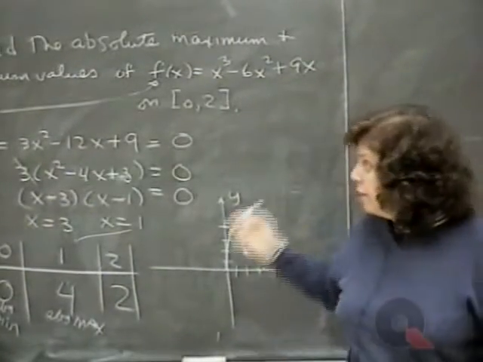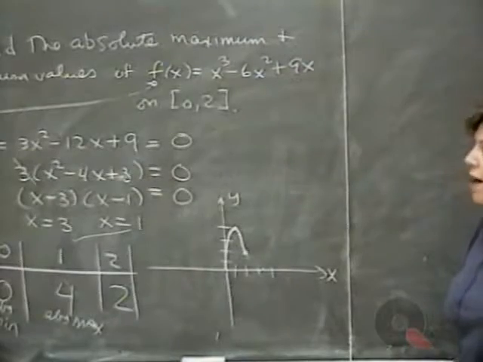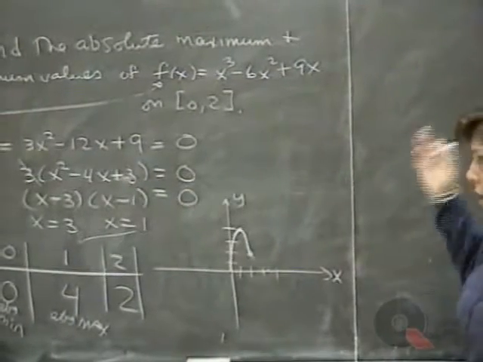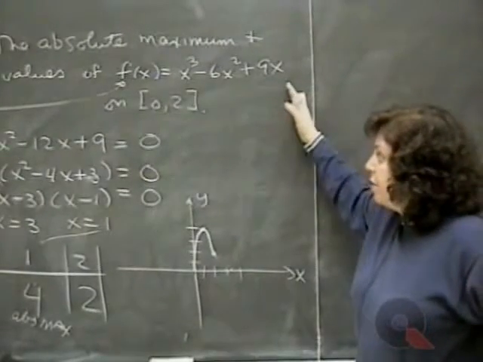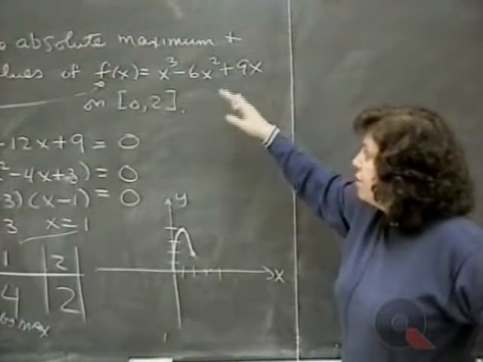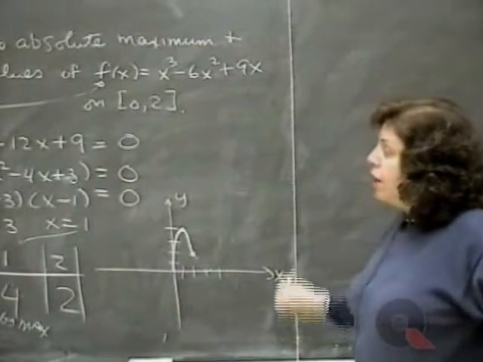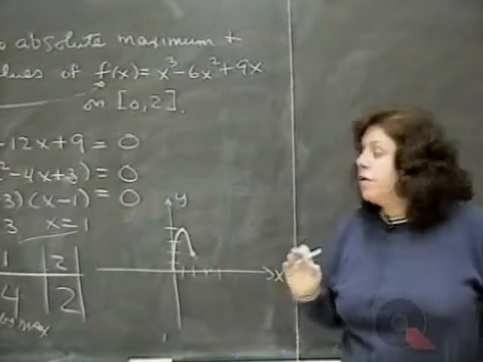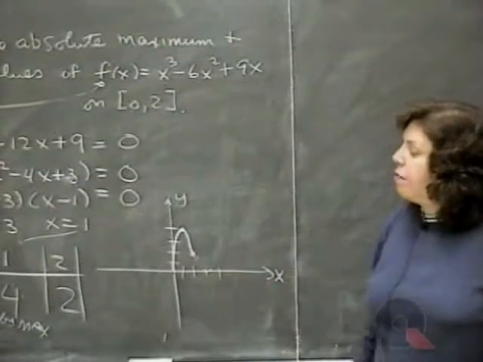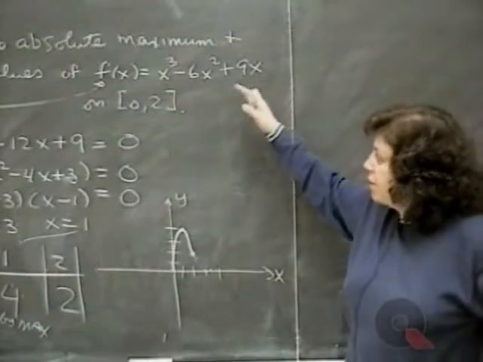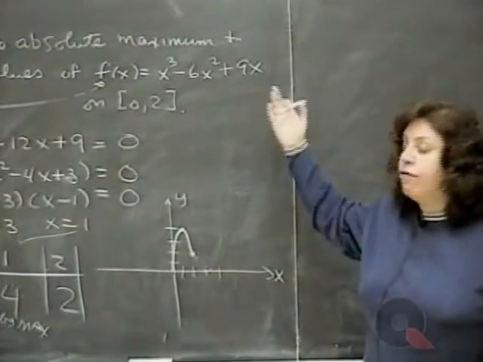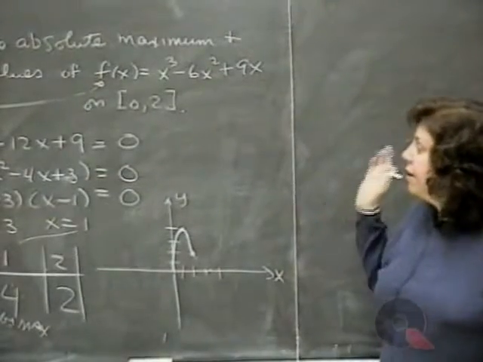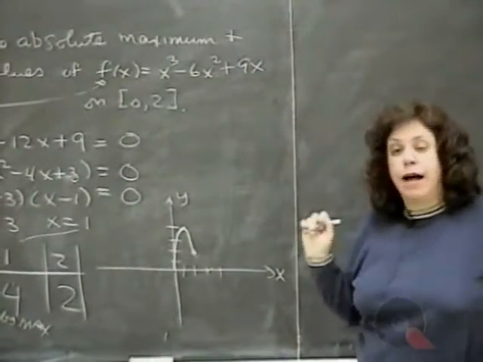Now, the title of this videotape is Applied Maximum Minimum Word Problems. This is an absolute maximum problem. You're given a continuous function on a closed interval. In the word problems, we're not going to be given the function and the interval explicitly. You're going to have to figure it out from the words of the problem. And you really want to find the absolute max and min.